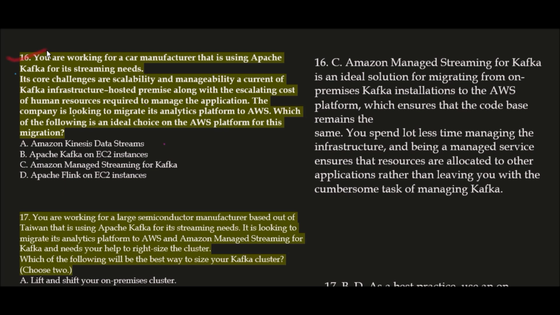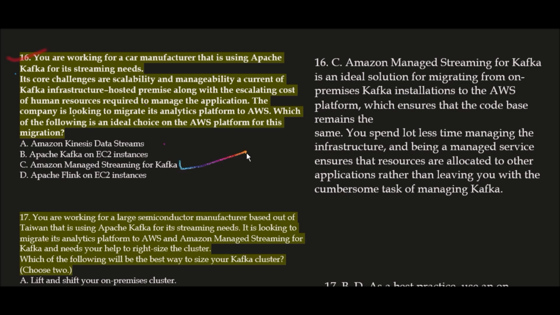Option A, Amazon Kinesis Data Streams. Option B, Apache Kafka on EC2 instances. Option C, Amazon Managed Streaming for Kafka. And option D is Apache Flink on EC2 instances. Correct answer here is option C, Amazon Managed Streaming for Kafka.